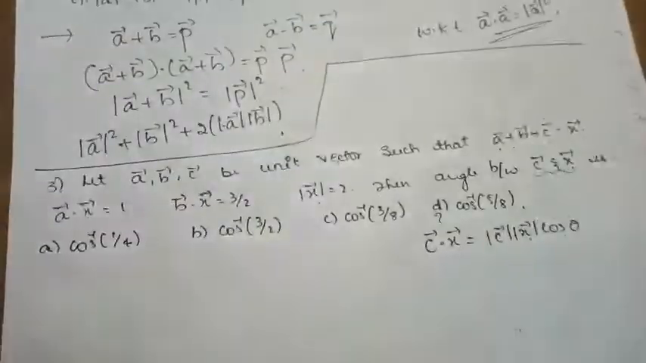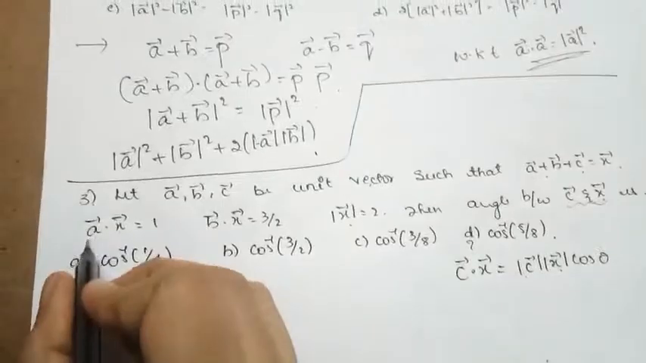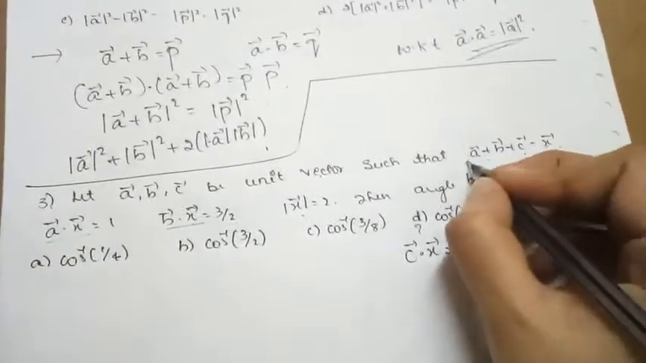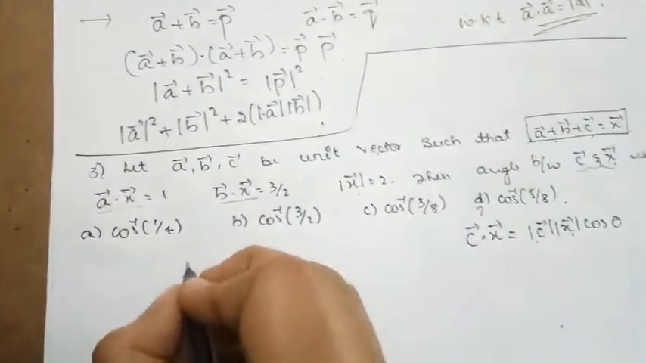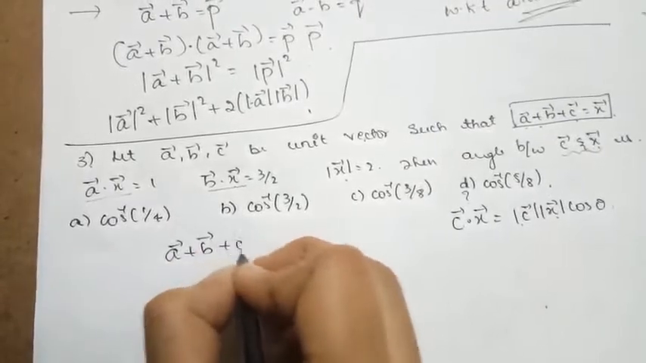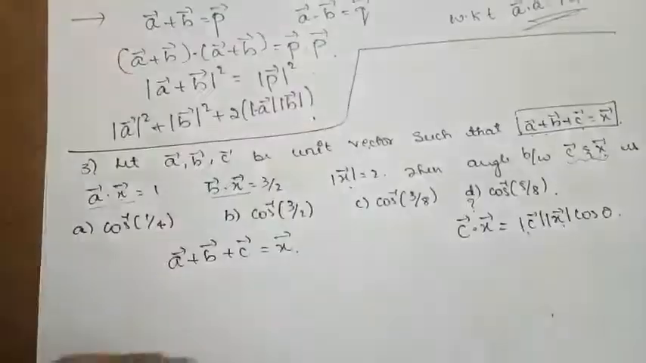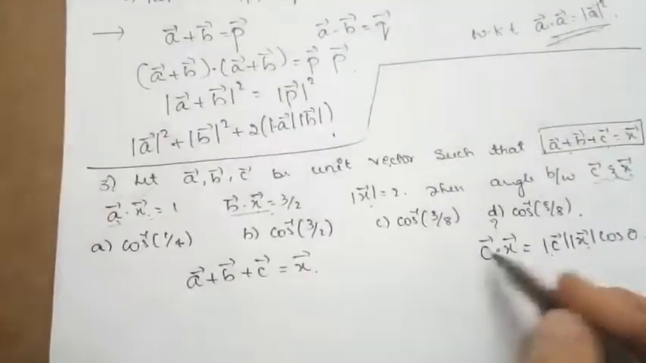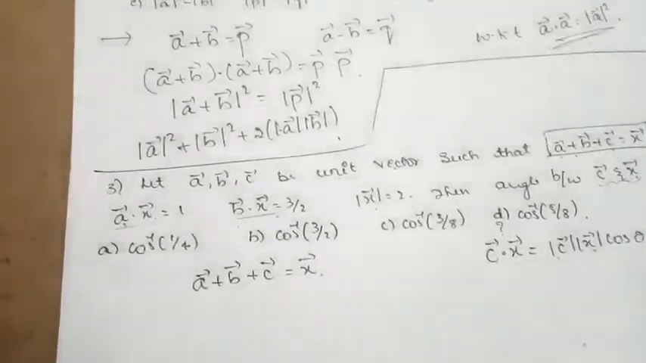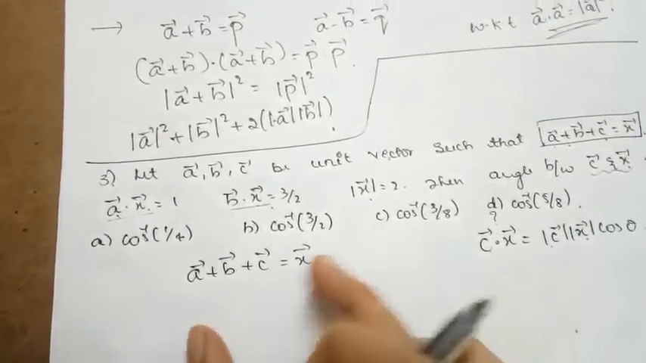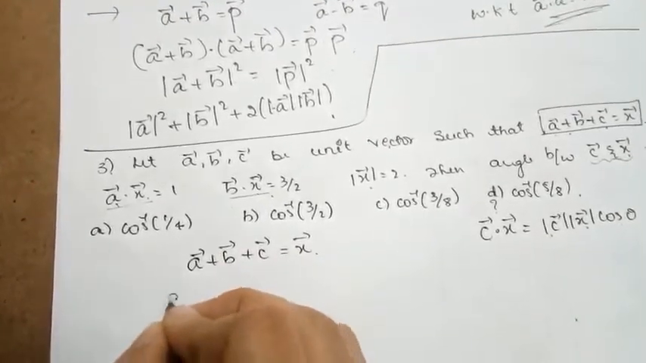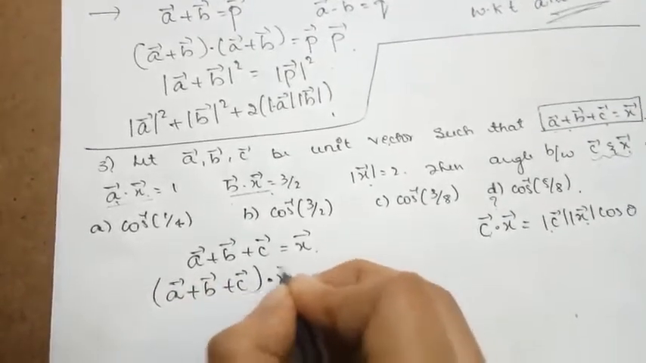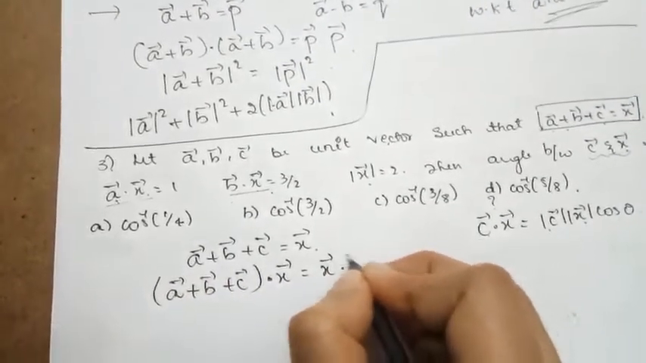But we don't know what vector C dot vector x is. So we need to find vector C dot vector x, but they have given vector A dot vector x and vector B dot vector x. So what is the data we have? First, use that vector A plus vector B plus vector C is equal to vector x. We have vector A dot vector x and vector B dot vector x. What we require is vector C dot vector x. Which idea flashes into your mind? Taking the dot product on both sides with vector x, that is vector A plus vector B plus vector C dot vector x is equal to vector x dot vector x.